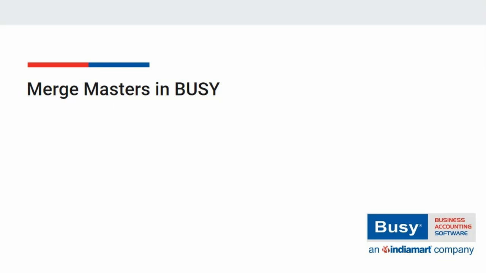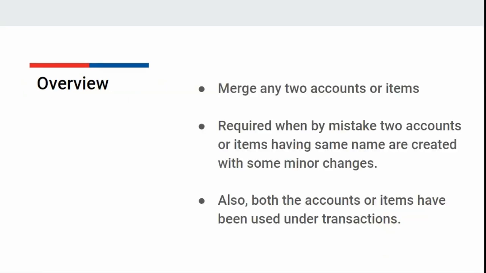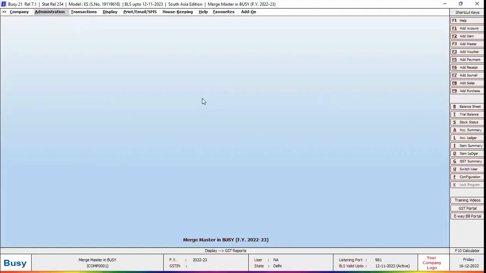Merge masters in Busy. With the help of this utility, you can merge any two accounts or items in Busy. This is required when by mistake any two accounts or items are created with same name and having some minor changes under the name. Also, both the accounts or items have been used under transactions and entries are posted using both the accounts. So, let us see the same in Busy.